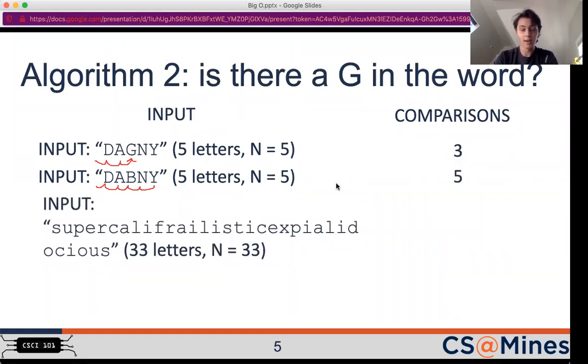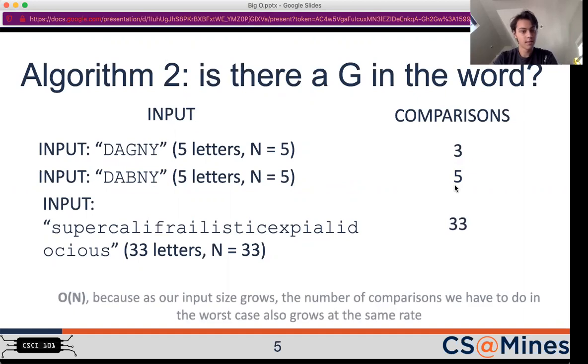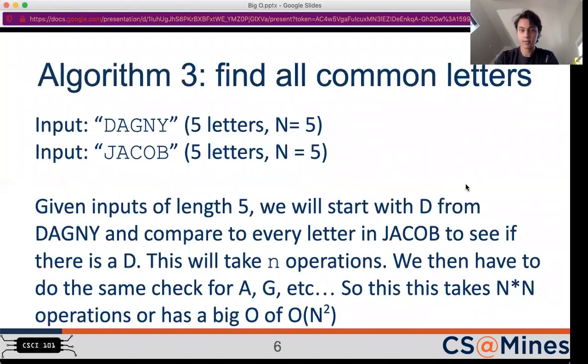Say our input is now supercalifragilisticexpialidocious. Now it's going to have to check every single letter in this 33-letter word to make sure there's not a G in there. That's pretty bad. As you can see, it's increasing the longer our n is increasing. So as our input size grows, the number of comparisons grows at the same rate using the worst case scenario.